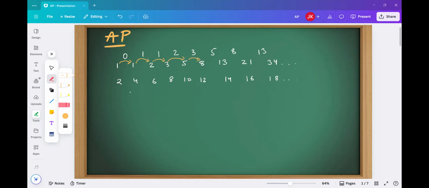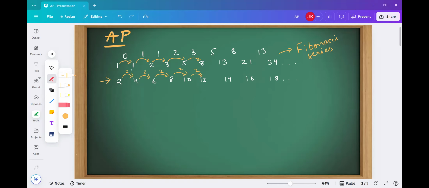Now let's consider the second sequence. What is added here? It's 2. Here, again 2, again 2, again 2, and again 2, and so on. Now the first sequence that you just noticed is called a Fibonacci series, or a Fibonacci sequence.